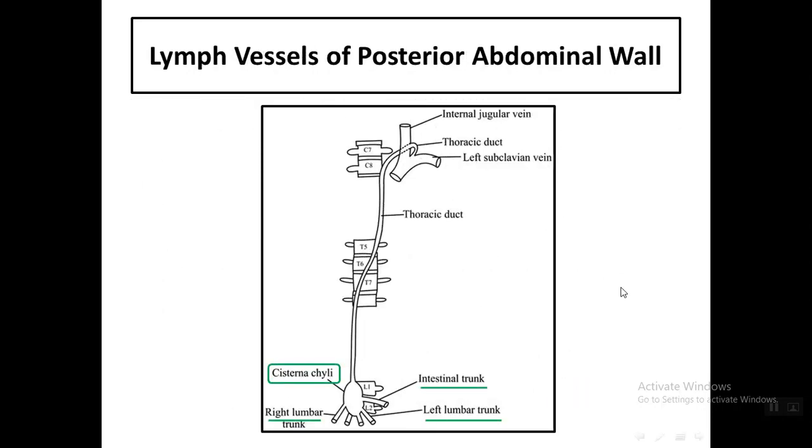From this lymph node, it will lead to the right and left lumbar trunk with the intestinal trunk. It will form the cisterna chyli. Cisterna chyli is a dilated sac that contains the lymph, situated on the posterior abdominal wall at the midline in front of the first and second lumbar vertebra. From the cisterna chyli, the thoracic duct will ascend.